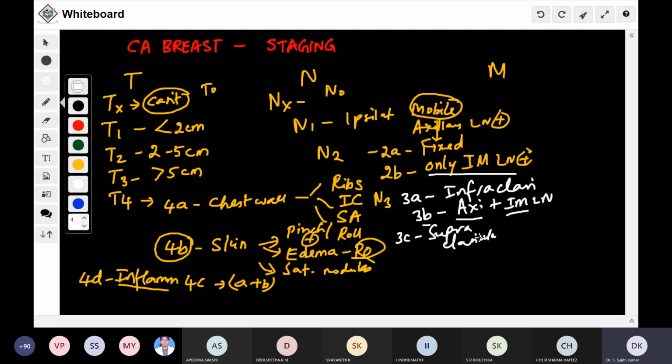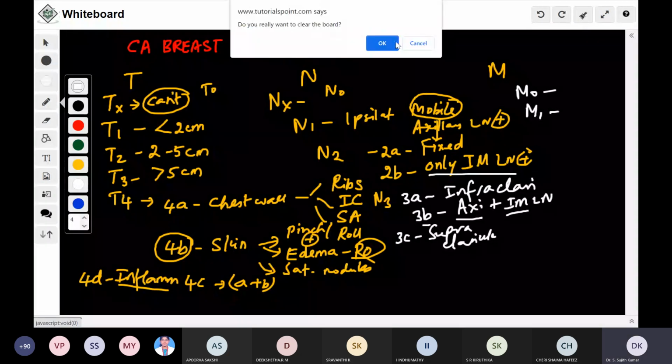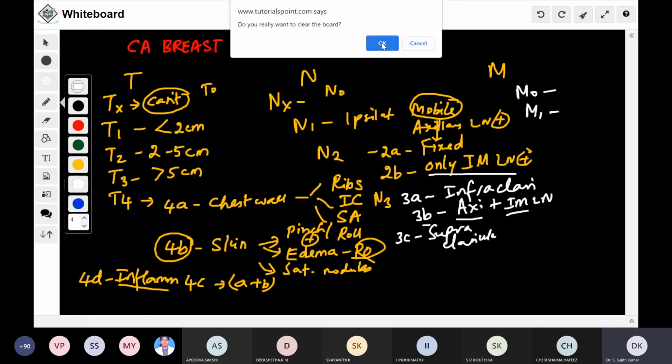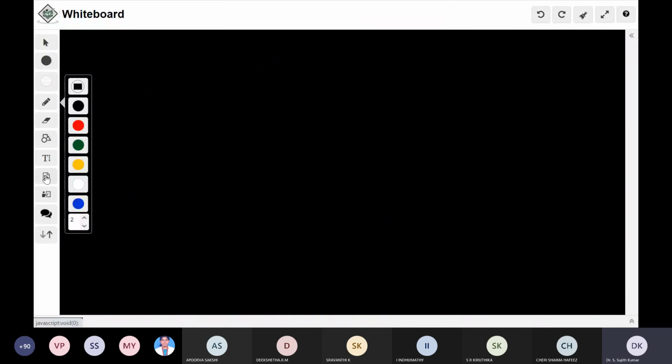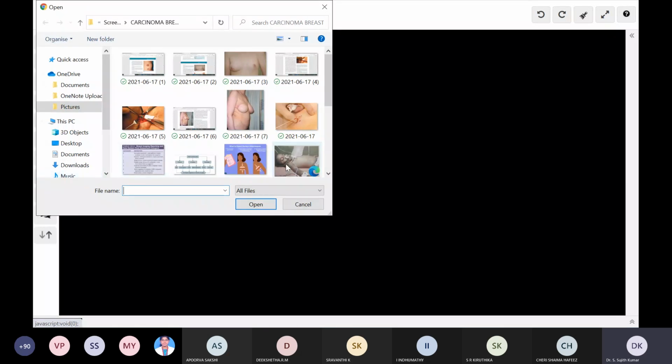Then we'll go to the metastasis. Metastasis is very simple, M0 and M1. M0 is no evidence of metastasis, M1 is evidence of distant metastasis. Okay, so this is about the basic TNM stage. Once you have talked about all these stages, we have to talk about what stage it comes under. So we will discuss that also.